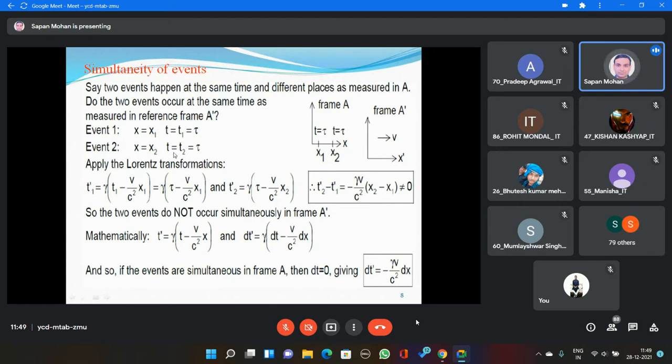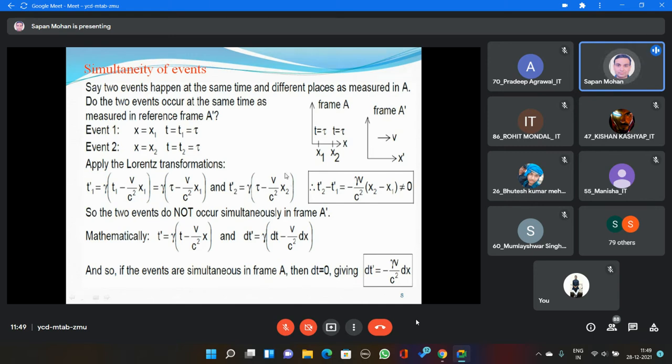So now we apply the Lorentz transformation for time. T1 dash is gamma, you know gamma is equal to 1 over root 1 minus v square by c square. So we just place only gamma here. T1 dash is gamma times T1 minus v over c square x1. This is the formula. Gamma times tau minus v by c square x1. Similarly, we can find out T2 dash.